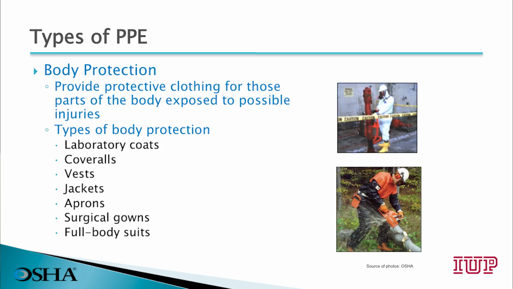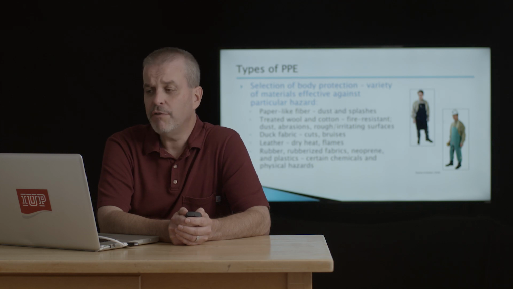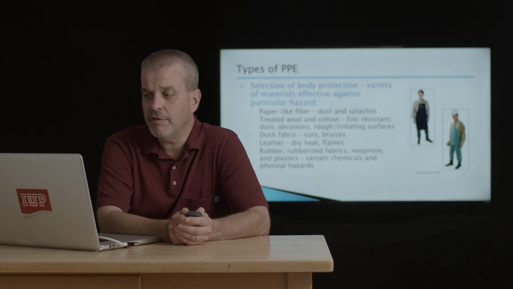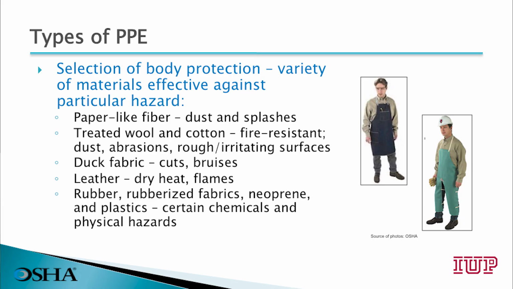Body protection. This provides protective clothing for those parts of the body exposed to possible injuries. Types of body protection include laboratory coats, coveralls, vests, jackets, aprons, gowns, and full body suits. Selection of body protection. There's a variety of materials available to effectively protect against particular hazards. These include paper, treated wool or cotton, duck fabrics, leather, rubberized, neoprene, and plastics.